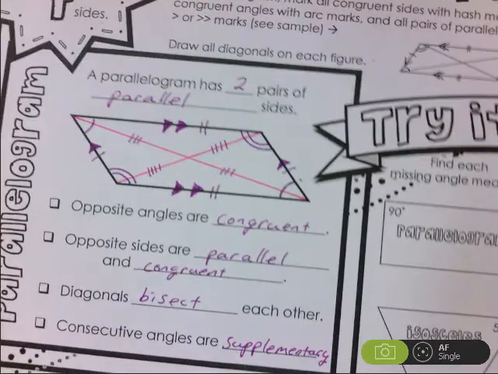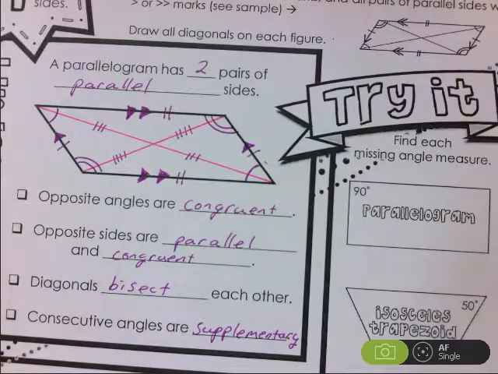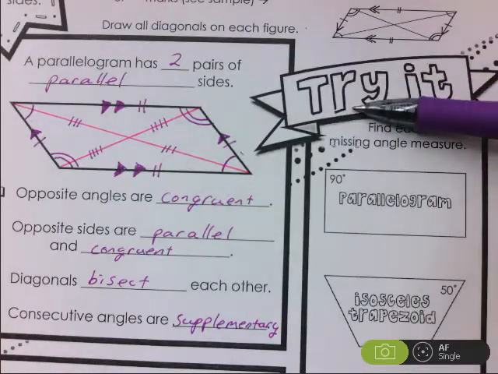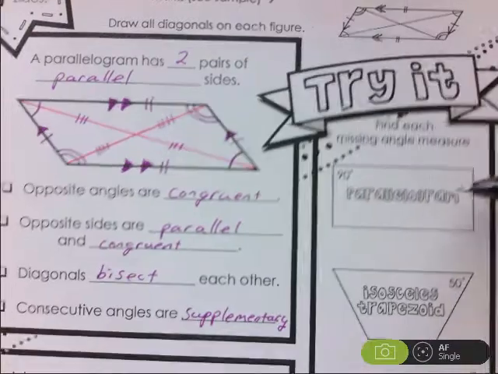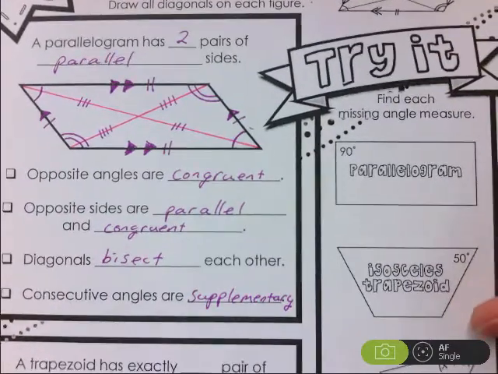Okay, let's go back to this one now. Let's do a couple triads. So if you look over here on the right, we have triads. There's a parallelogram on this first one, so let's take a look at that one. It says find each missing angle measure.